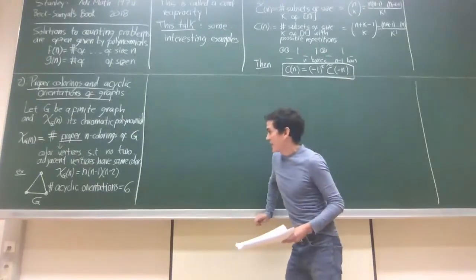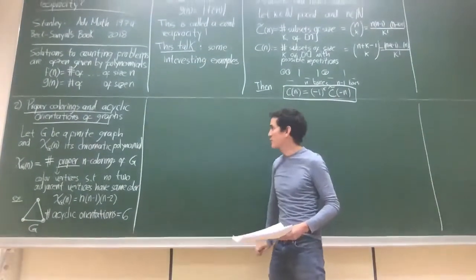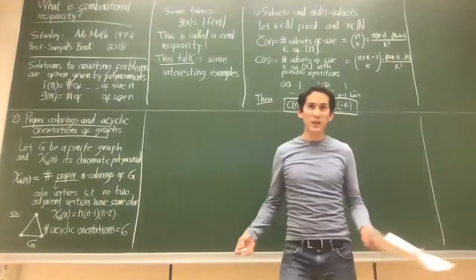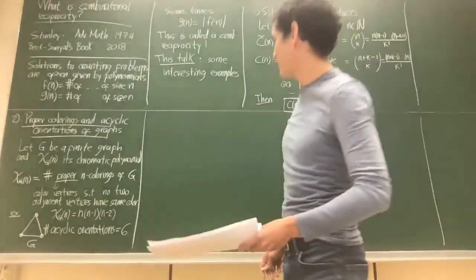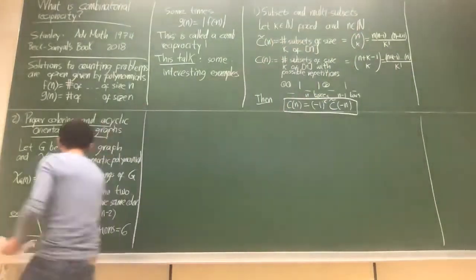And now, since we are talking about combinatorial reciprocities, I want to evaluate this chromatic polynomial at negative numbers. So let's see what happens if I evaluate.